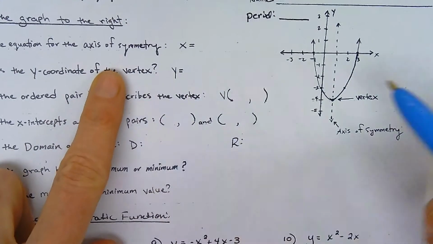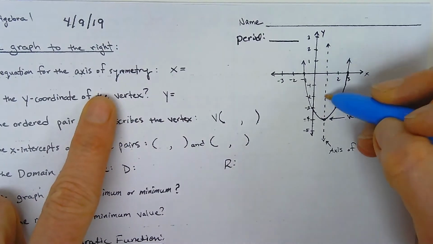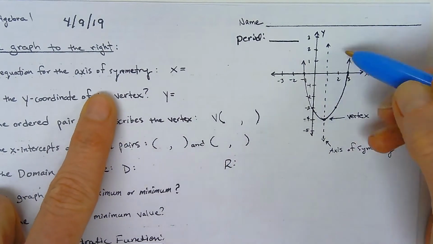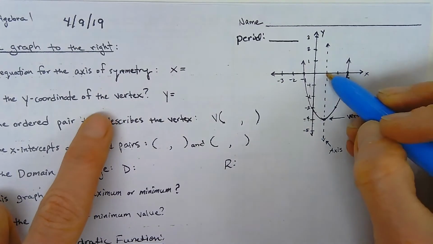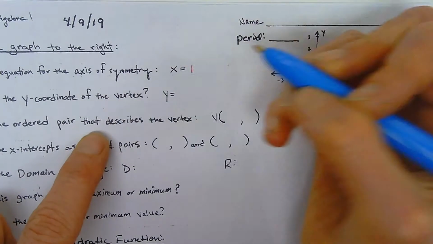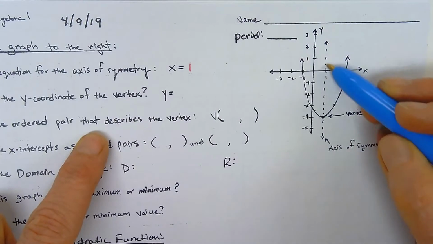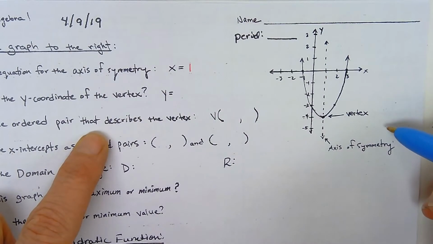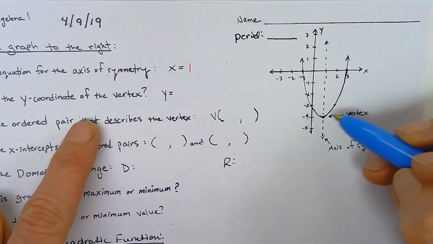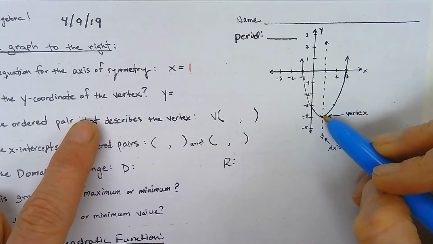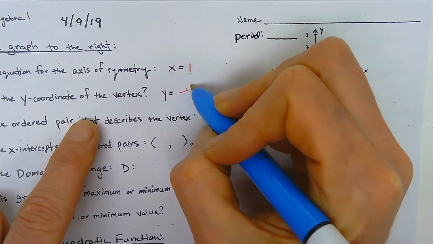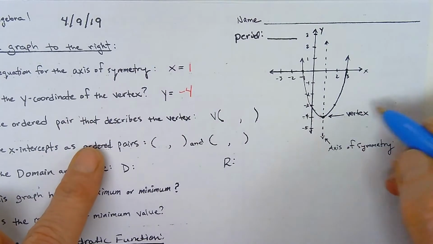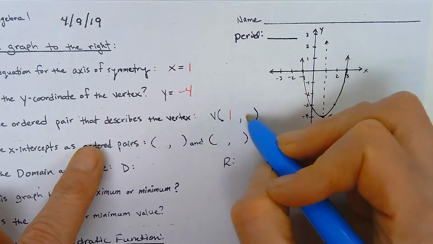Number one, write the equation for the axis of symmetry. The axis of symmetry is this line right here which cuts the parabola into two halves. And it goes through x equals 1. That's the equation of the line that is called the axis of symmetry, x equals 1. What is the y-coordinate of the vertex? Well, the vertex here is at 1, -4. The vertex then is 1, -4.